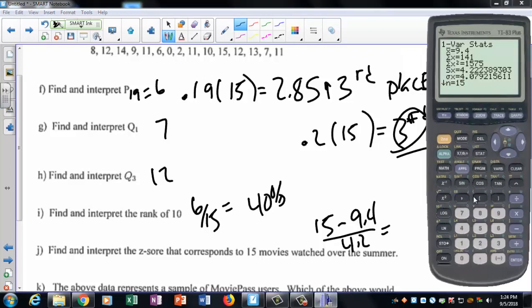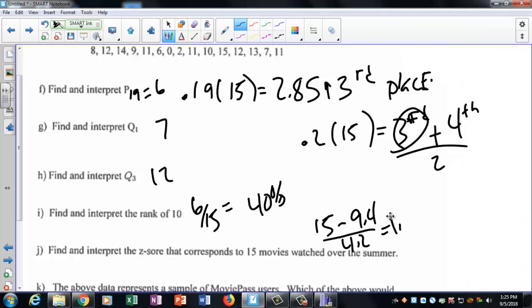If you type that in all at once, you have to use parentheses. If not, you would do 15 minus 9.4, press enter, and then hit divide by 4.2. You get 1.33. What I was saying the other way was, if you don't want to use parentheses, you'd have to do 15 minus 9.4, just get that answer, and then divide that by the 4.2. Either way, you get 1.33. Okay, and what does that mean? Somebody who saw 15 movies over the summer was 1.33 standard deviations above the mean.